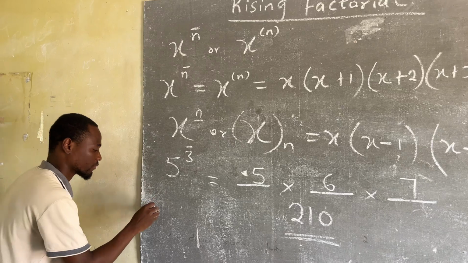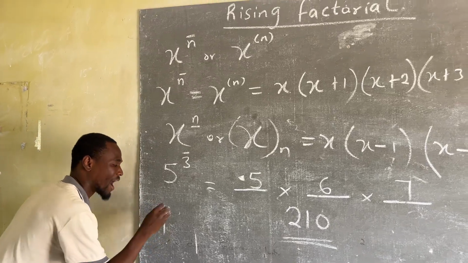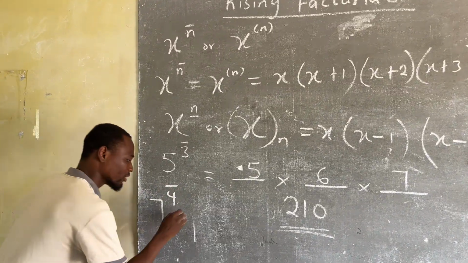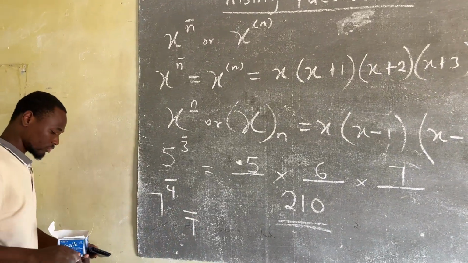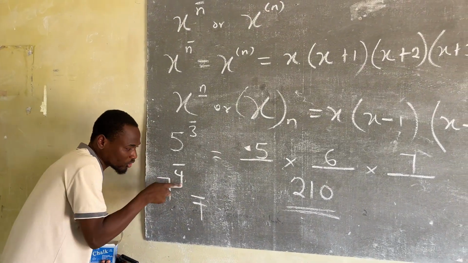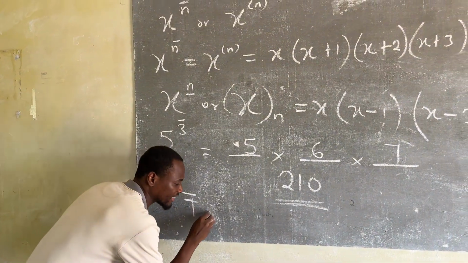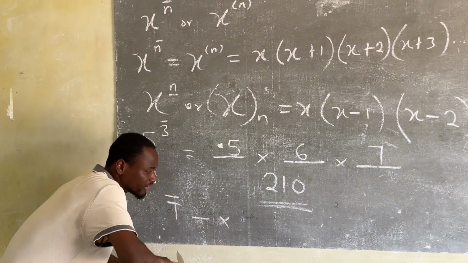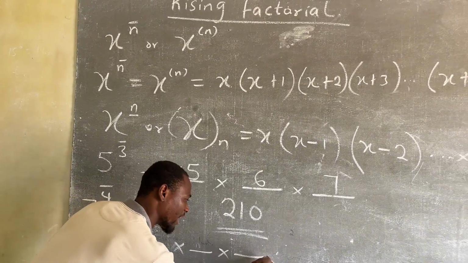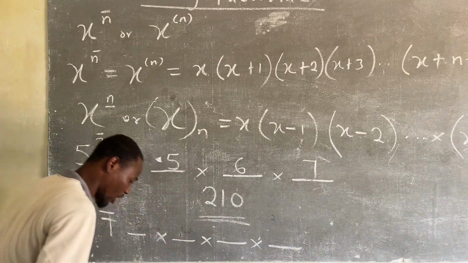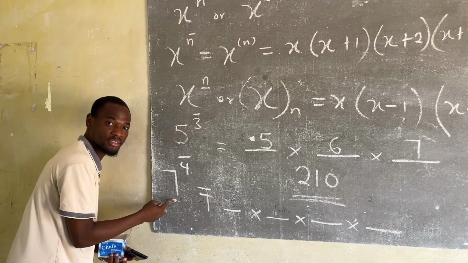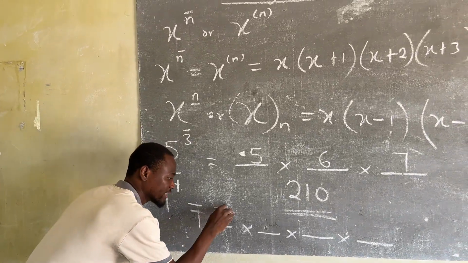Let's work out for this. 7 rise 4. This way. Okay. And note this. How many numbers are we going to multiply? 4, because of this number 4. So I have my first number here times my second number times my third number times my fourth number. So this will be my starting number, right? Okay, so 7.